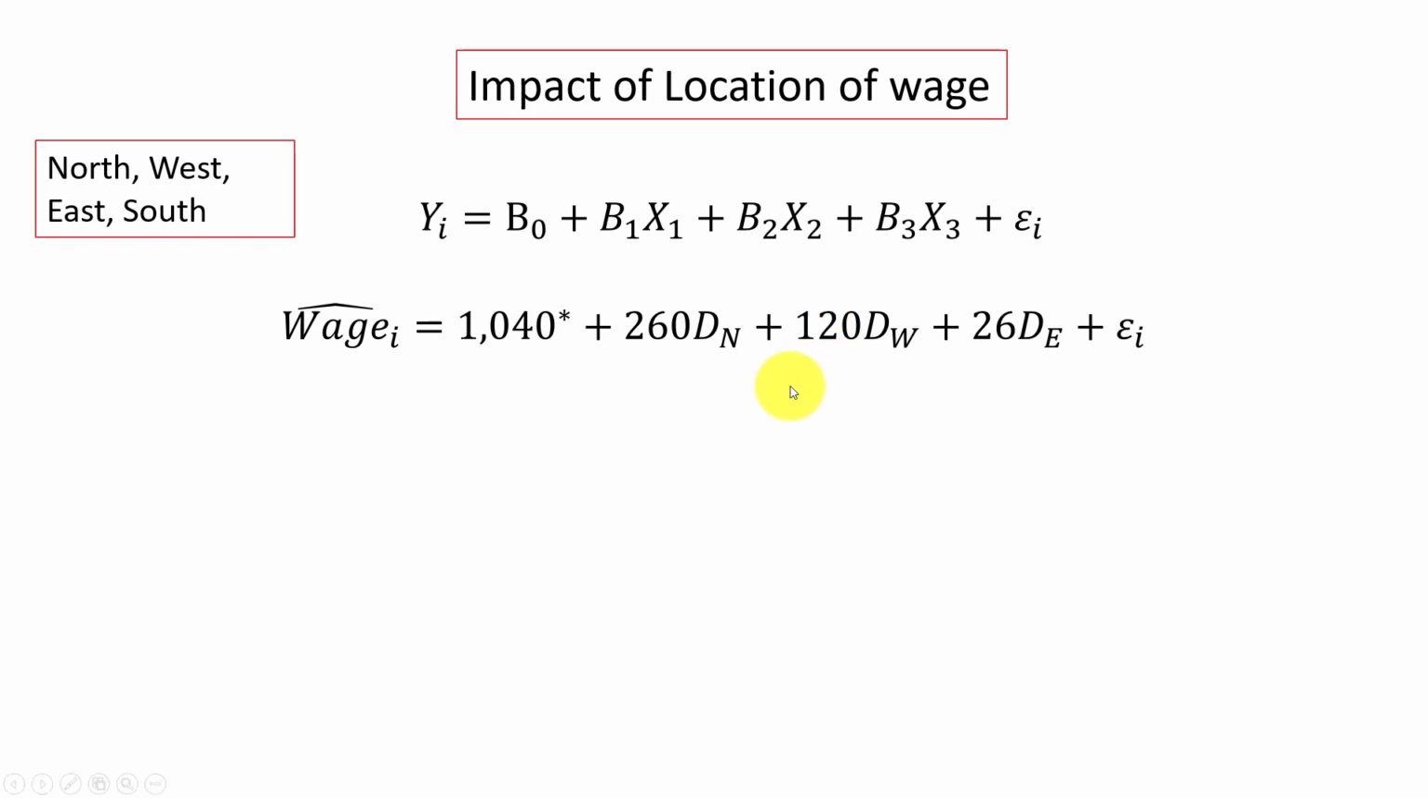And how much would this person working in south earn? Obviously, the omitted category's result is in beta naught. A person working in south would earn an expected wage of $1,040.